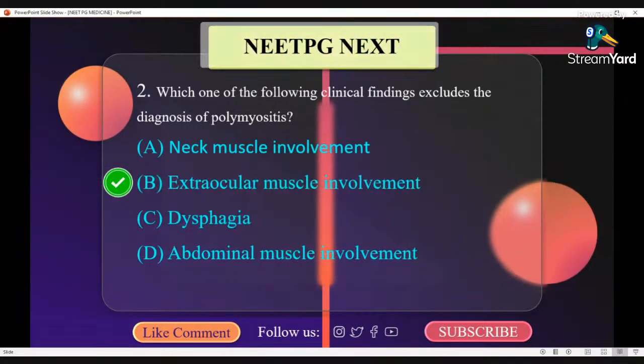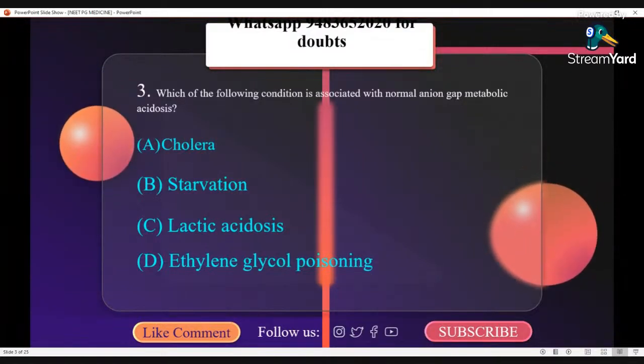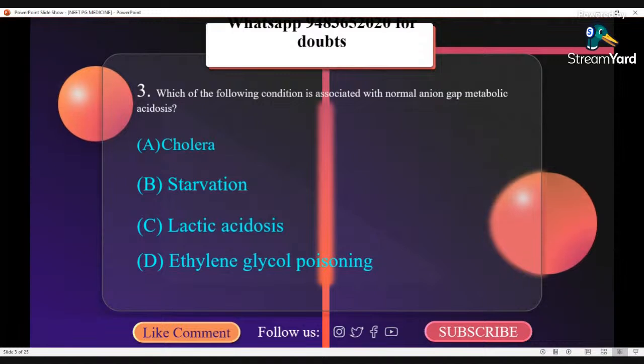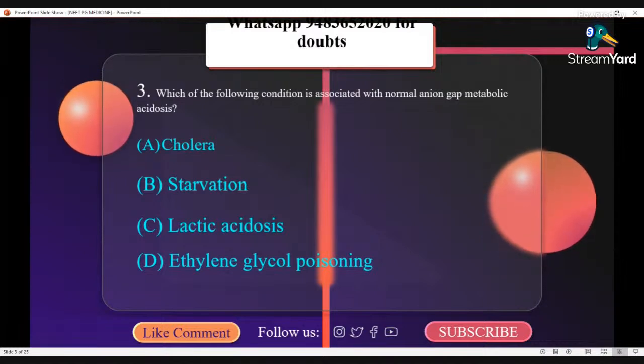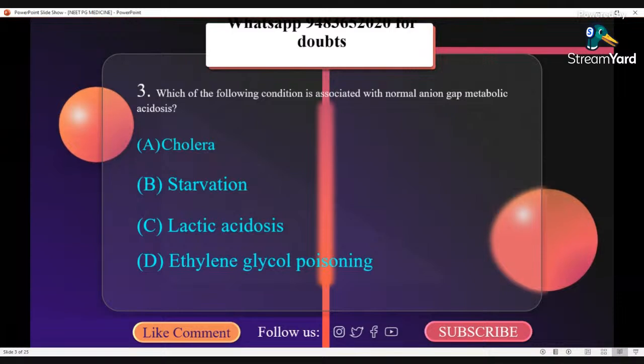Now let us move to the next question. Which one of the following conditions is associated with normal anion gap metabolic acidosis? A. Cholera. B. Starvation. C. Lactic acidosis. D. Ethylene glycol poisoning.